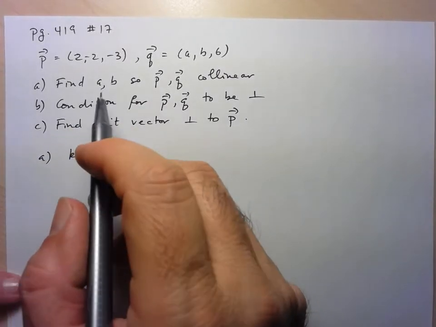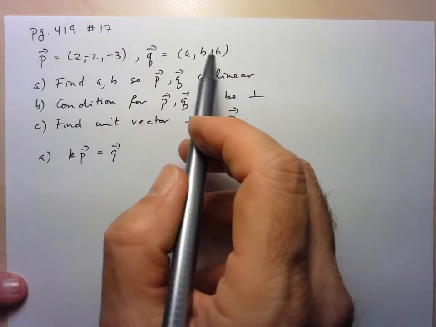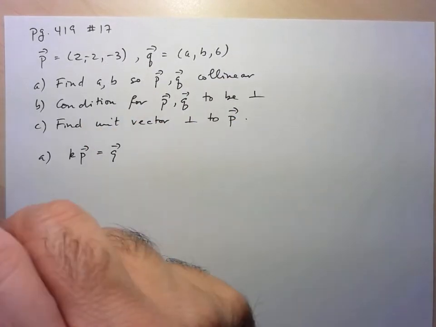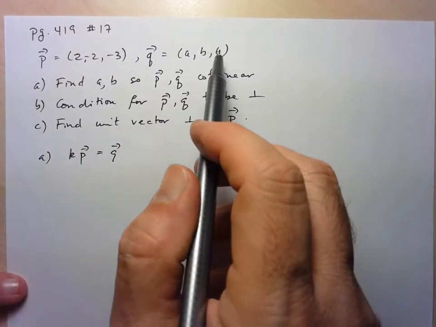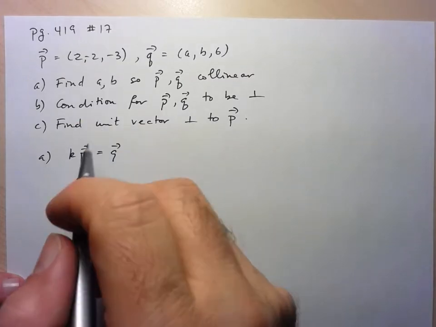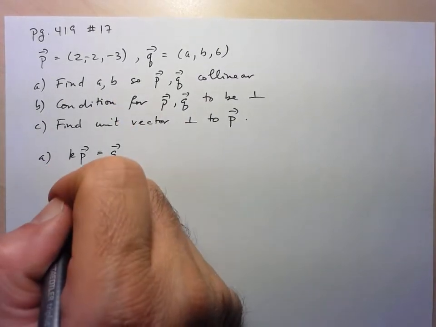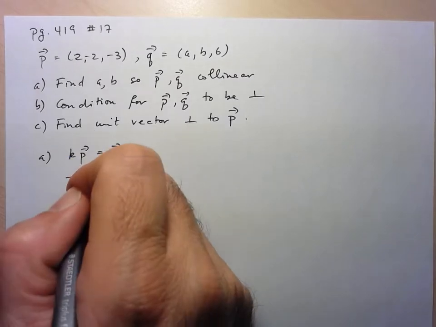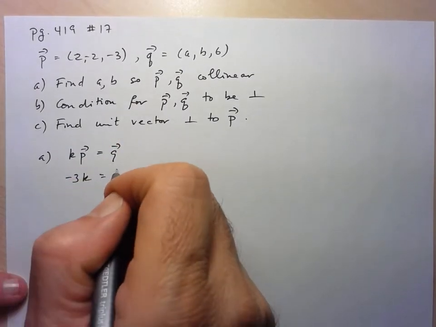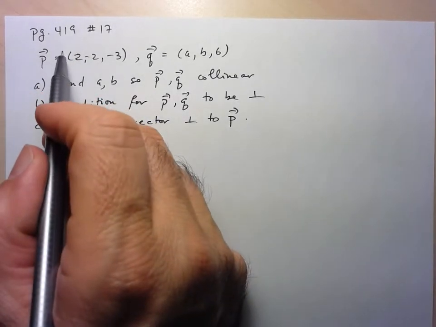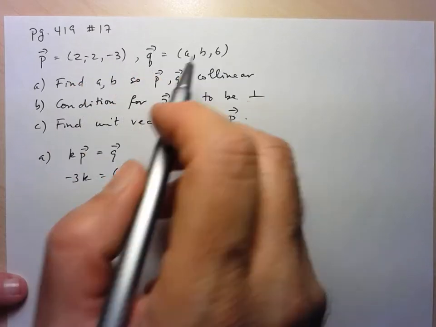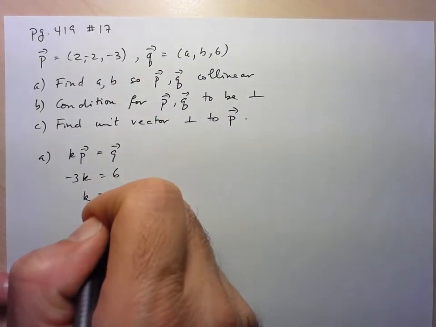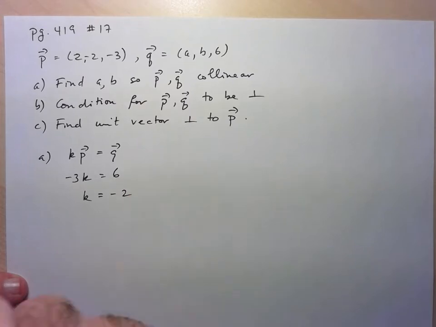So this is where I want you to pay attention to the two components which we actually know, which are the z components. Here, the z component of p has to be negative 3, the z component of q has to be 6. So if I'm multiplying p by k, that means negative 3 times my k value has to be equal to 6. So negative 3k has to be equal to the z component there, and so I know that k has to be equal to negative 2. And then from there I can calculate a and b.